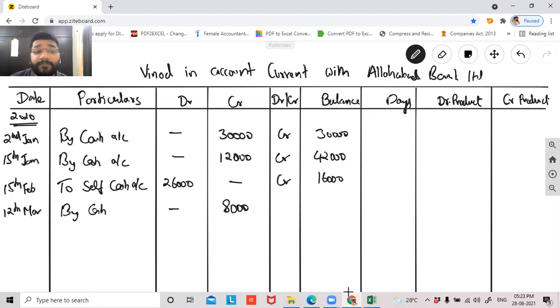16,000, 15th January. What is the closing balance? 42,000, sir. Next day, that is on 15th February, what did you do? You withdrew money? Yes, sir. Out of 42,000, how much money did you withdraw?